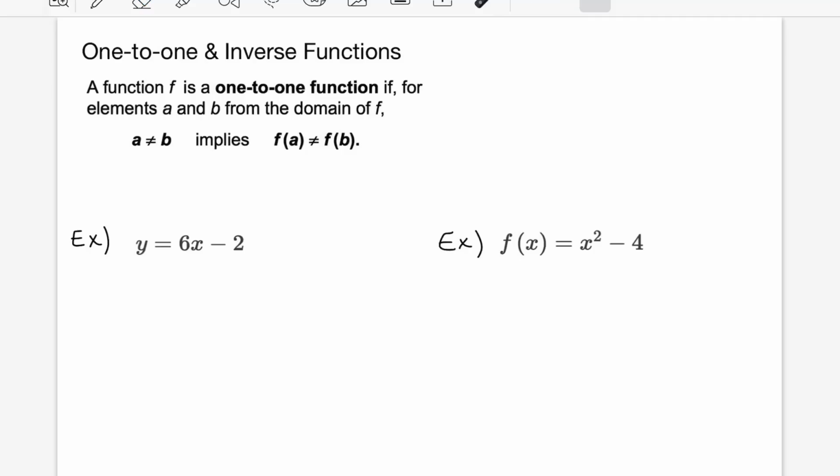In this video, we're going to go over section 6.1 from our textbook, which is on one-to-one functions and inverse functions. A function f is said to be a one-to-one function if, for elements a and b from our domain of f, if a does not equal b, then this implies f of a is not equal to f of b.